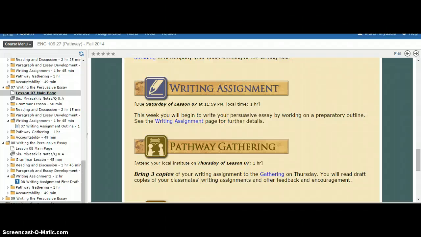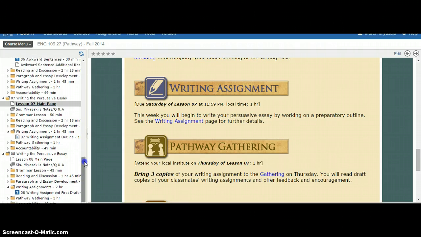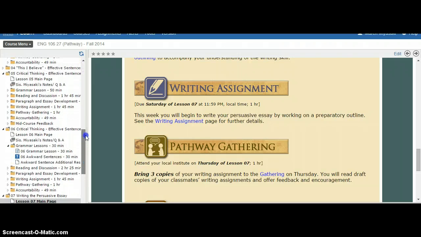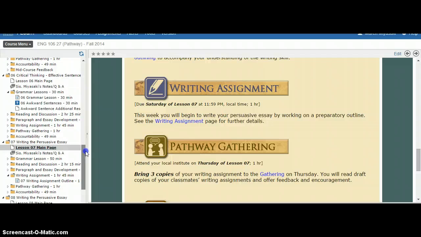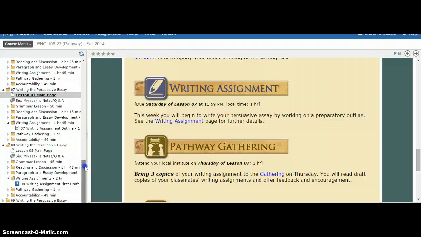So this week we're going from the 2-week units to the 3-week units. So I just wanted to share a little bit about that. Instead of having, as we did before, critical thinking 2 weeks, we're going to a little bit longer essay and 3 weeks. So the first one is writing the persuasive essay.